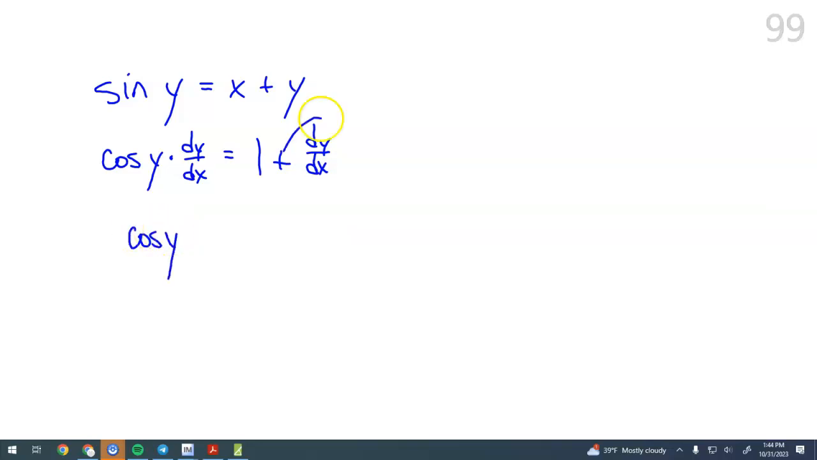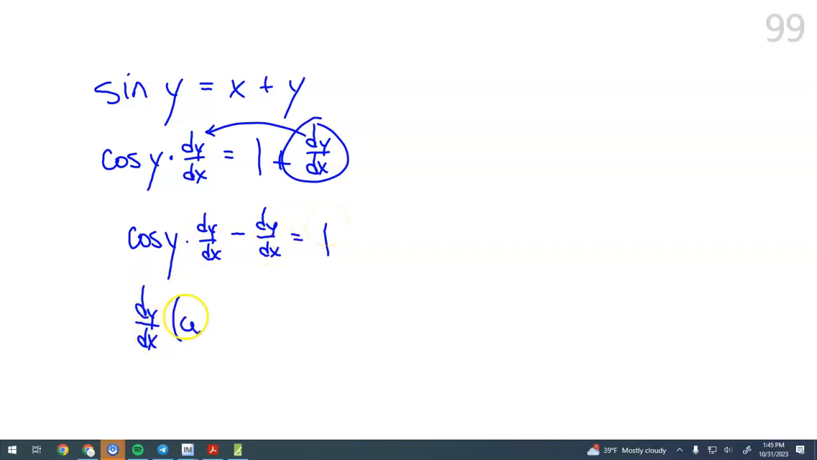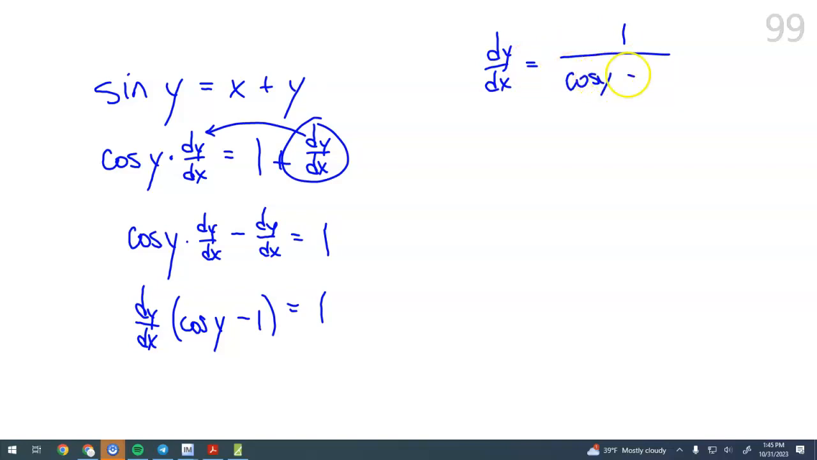I would probably bring this over here, and then factor out a dy dx. Remember, there's got to be a 1 there to hold that place, so if you distribute it back, you'd end up where you started. And then I end up with dy dx equals 1 over cosine y minus 1. So I'm dividing by that, right? Questions there?